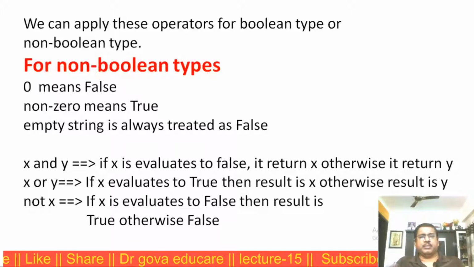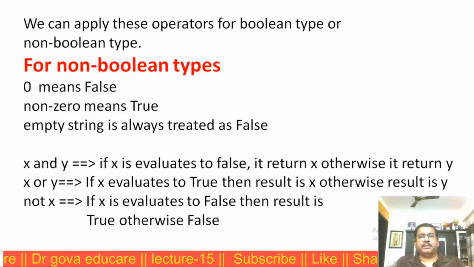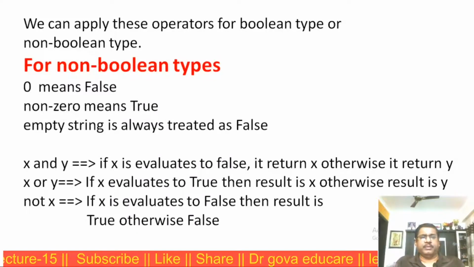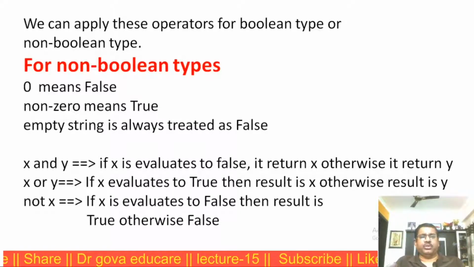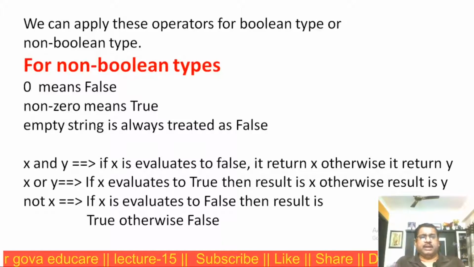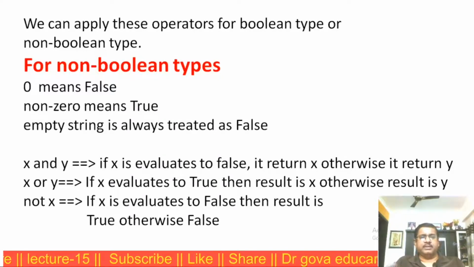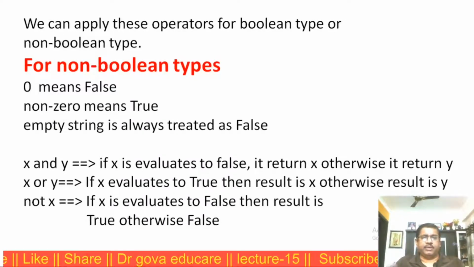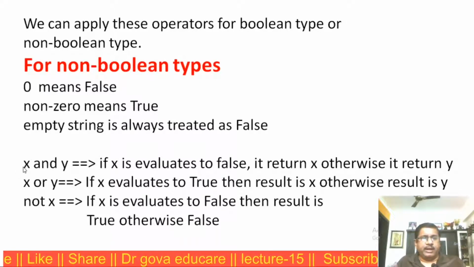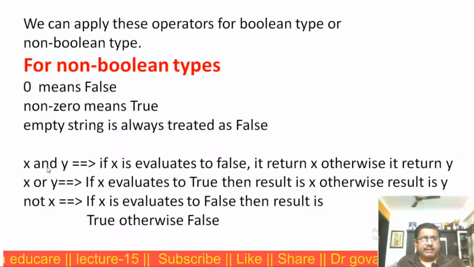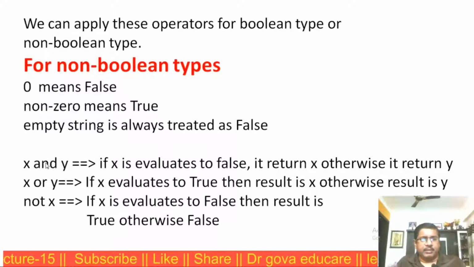These operators can apply for Boolean types or non-Boolean types. We will discuss one by one. For non-Boolean types, we know 0 means false. Any non-zero number represents true. The empty string is always treated as false. X and Y: if X is evaluated to false, it returns X, otherwise it returns Y. This is the AND operation.